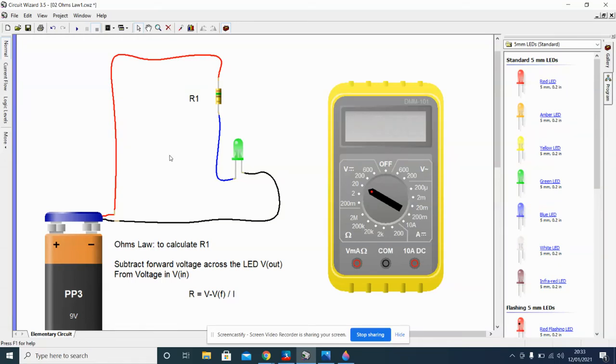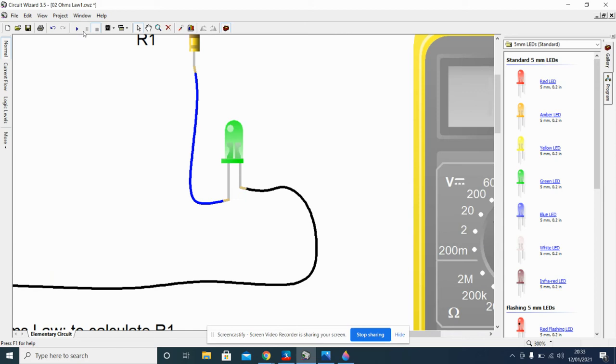Ohm's Law. So we're going to use Ohm's Law to calculate current, voltage, and resistance. Let's have a closer look at this LED. This LED needs two things to operate.